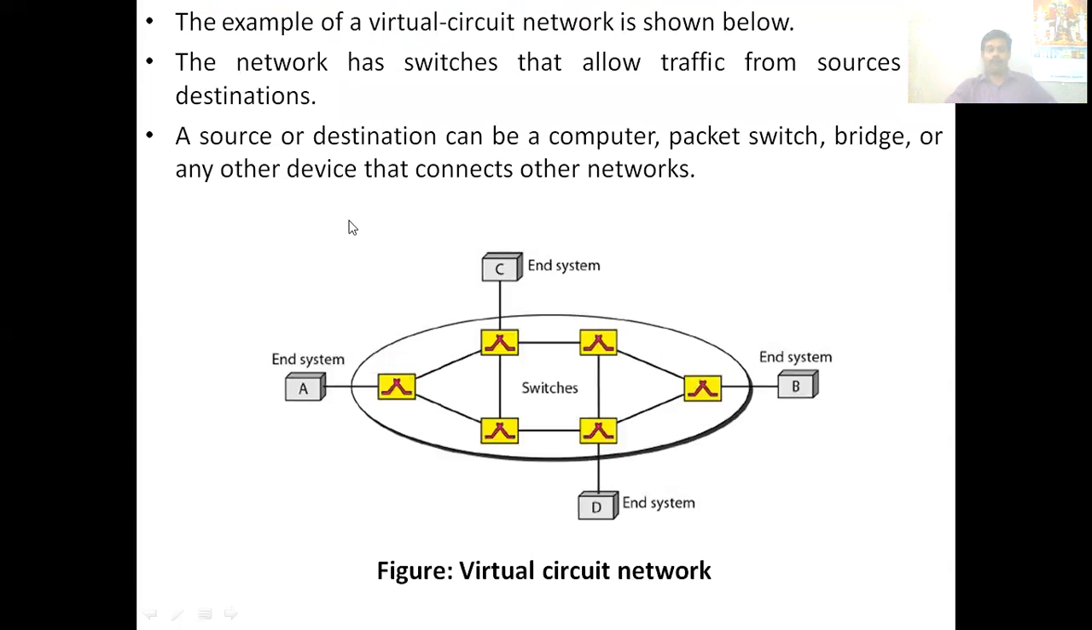This is an example of a virtual circuit network. The network has switches. It will allow the traffic from source to destination. The end system may be a switch, bridge, or any other device that is connected to the network.